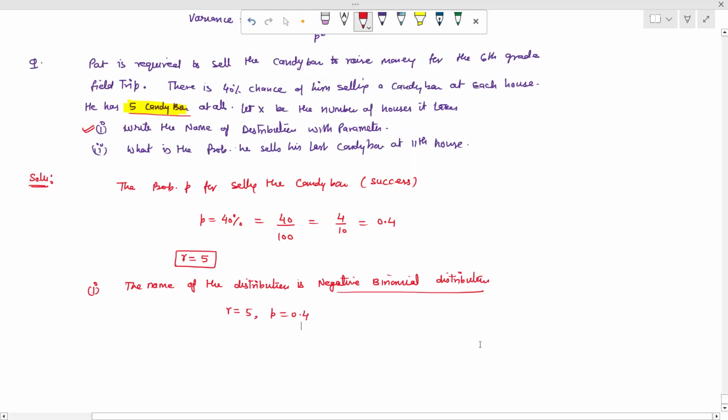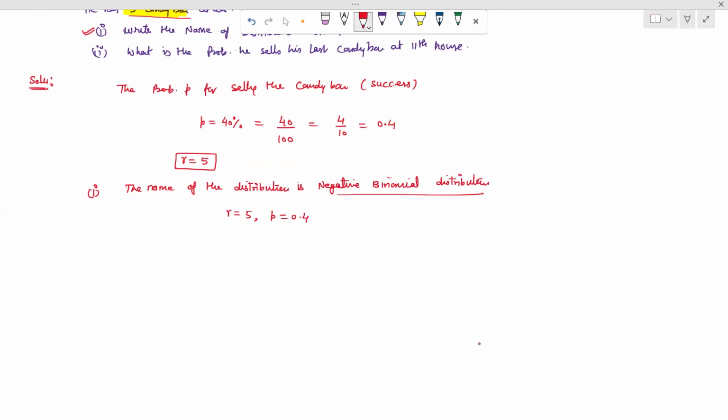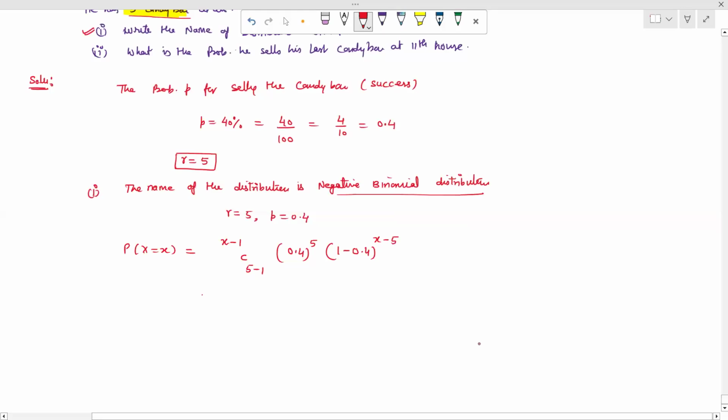Now we can write down the PMF of this distribution also. The probability of X successes you can write down in this way. So X minus 1 C R minus 1. So R minus 1 means 5 minus 1. P, probability P, 0.4 raised to the power R into 1 minus P, so 1 minus 0.4 raised to the power X minus 5, X minus R. So you can write down this probability mass function. So 0.4 raised to the power 5 and 0.6 raised to the power X minus 5. So this is our first part.